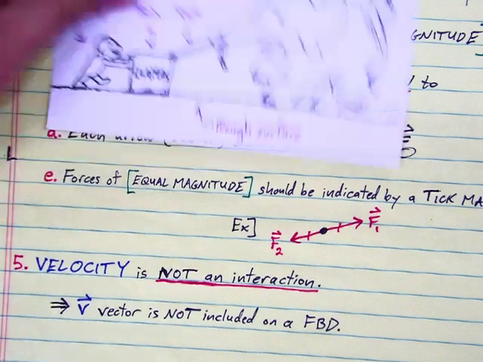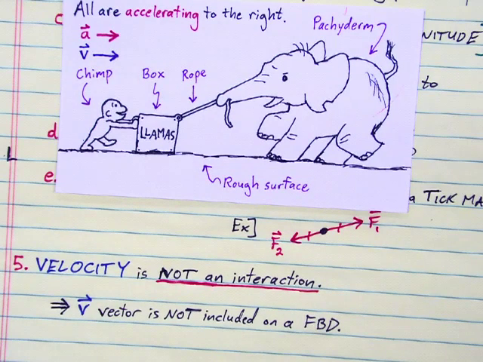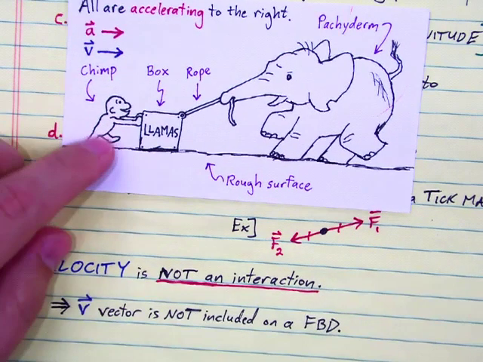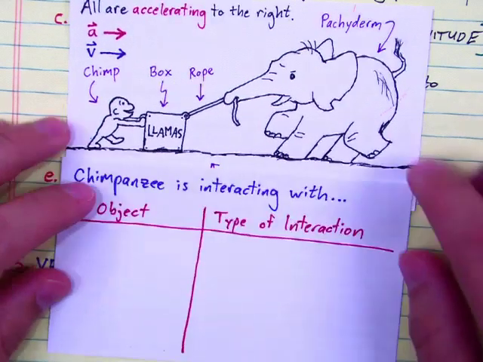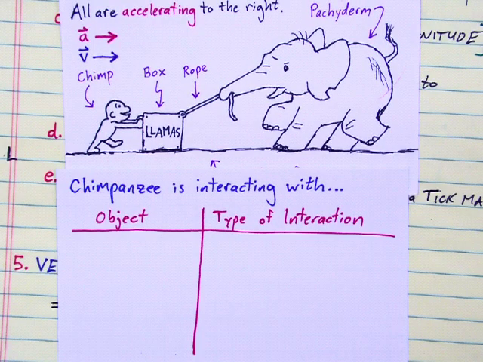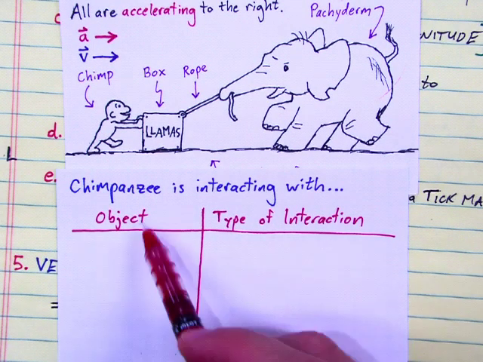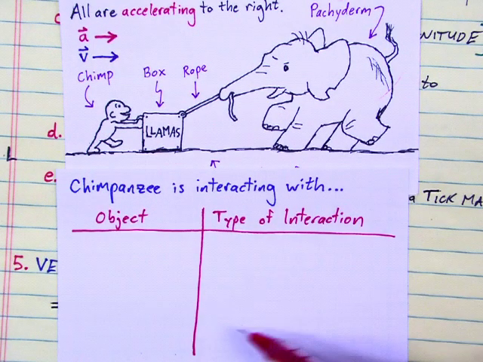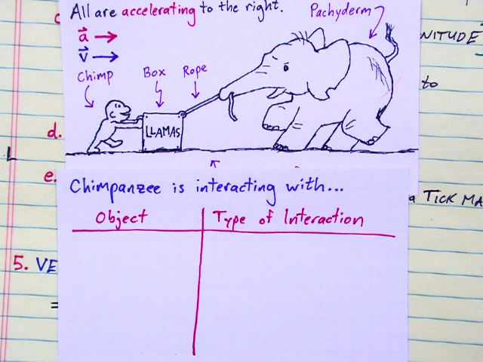I would like you to diagram the interactions that the chimp is experiencing. Let's get an FBD for the chimp. So start with a little inventory here. Count out what are the objects that the chimp is interacting with and what type of interaction is each one. Pause the video and make that list. Ready? Here's what I see.